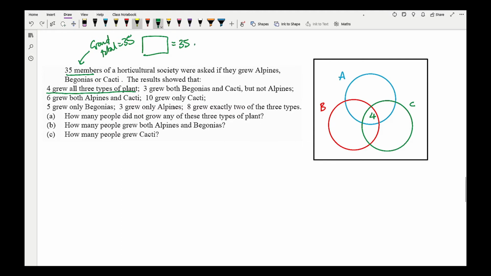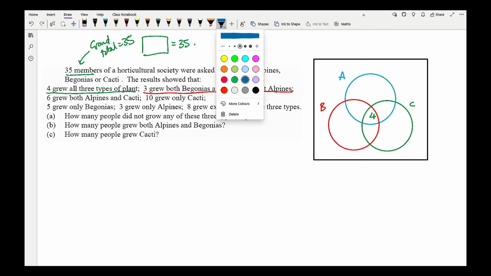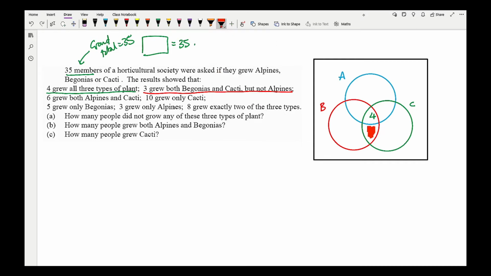It then says that 3 grew both begonias and cacti but not alpine, so the area that is both B and C but not A is going to be this region here, which I'm not going to do circles because I shouldn't really be doing that, but it's going to be that region there. And let's just get a colour highlighter and let's go for red. So this region here is going to be 3.